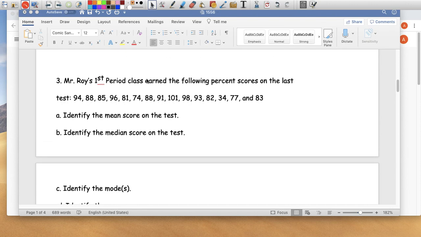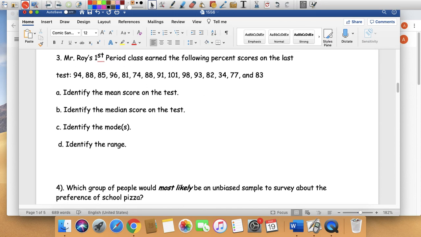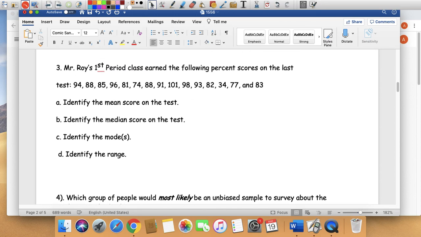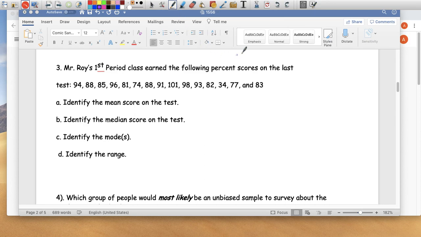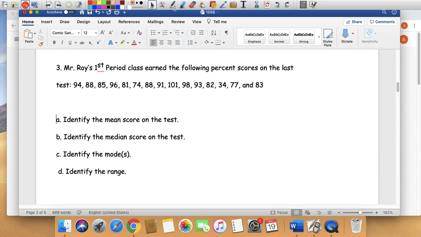3, this one was just generic. It was just mean, median, and mode. Anytime you're dealing with mode and median, you need to put the numbers in ascending order. Okay, so let's do that.